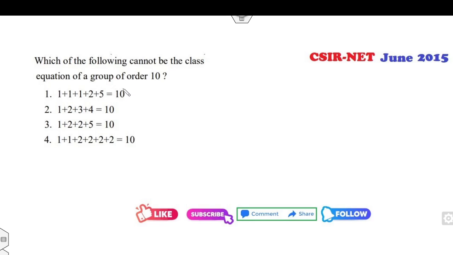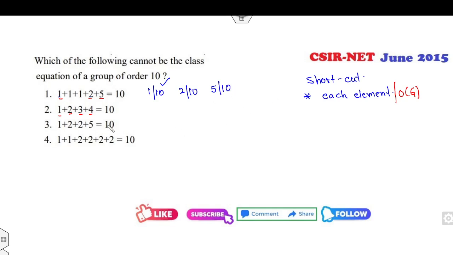Okay, look at that. First, there are various shortcut tricks for you. The first shortcut trick: look at each element of the class equation, like 1, 2, 5, 2, 3, 4, 1 and so on. Each element of the class equation must divide the order of the group. Look at that. 1 divides 10, fine. 2 divides 10, fine. 5 divides 10, fine. 2 divides 10, fine, but 3 doesn't divide 10. So that means this is not the class equation. Fine. 2 divides 10, 5 divides 10, all are divisible. And my target is to find the one that cannot be. So yes, this option is the correct option.